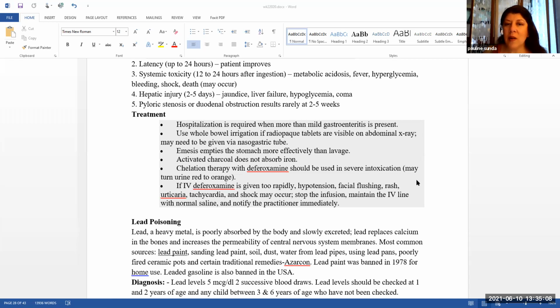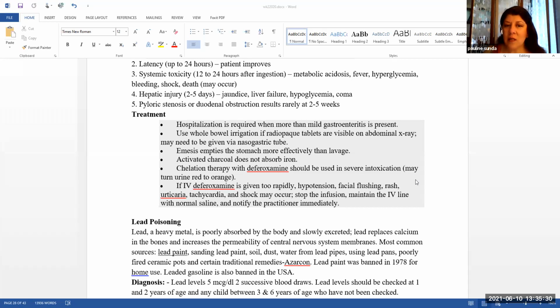Emesis empties the stomach more effectively than lavage. Activated charcoal does not absorb iron. Chelation therapy with deferoxamine should be used in severe intoxication. Know that this is typically given IV, and it may turn the urine red or orange. So let them know that so they won't be scared.